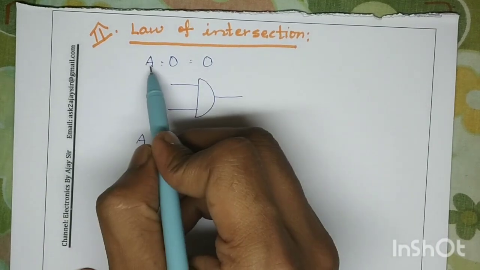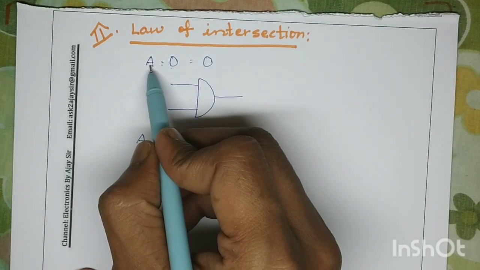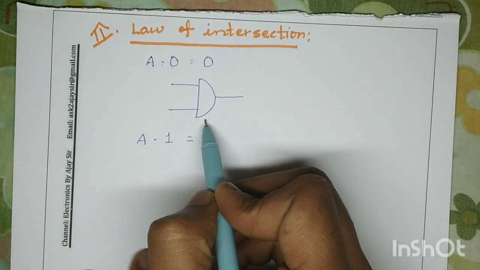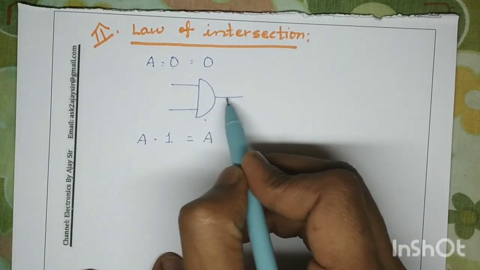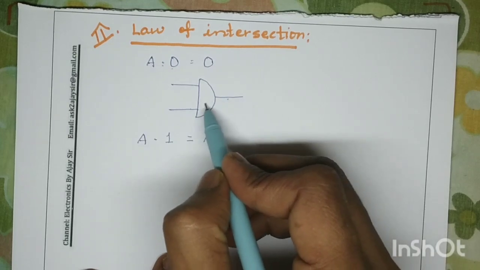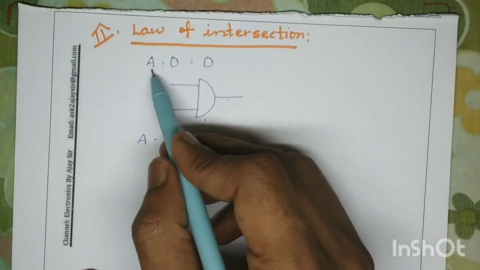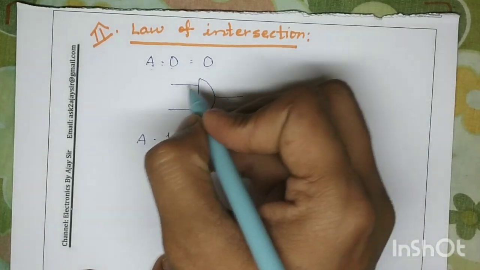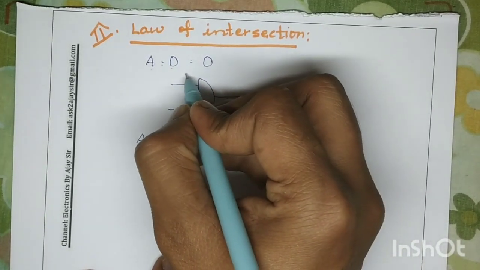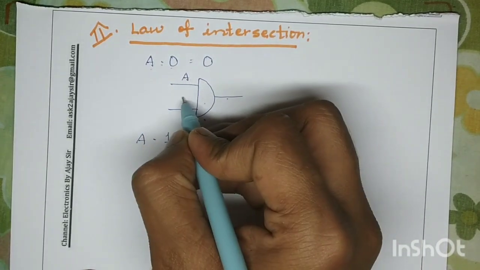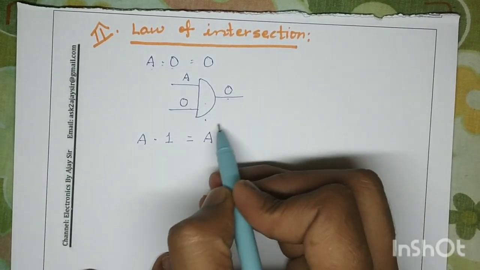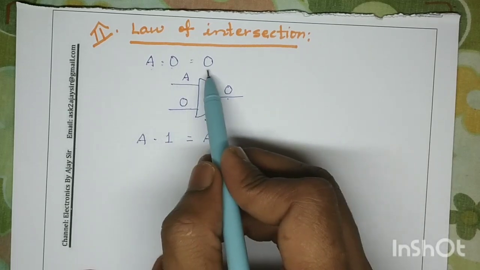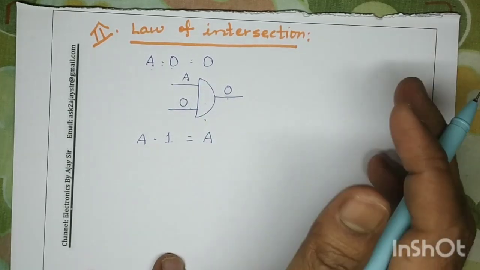In this expression you can see there are two inputs a and 0. So here I have used a two input AND gate. These two are the input terminals and this is the output terminal. The input a, the input 0 and the output is 0. So this is the circuit level representation of this expression a dot 0 is equal to 0.